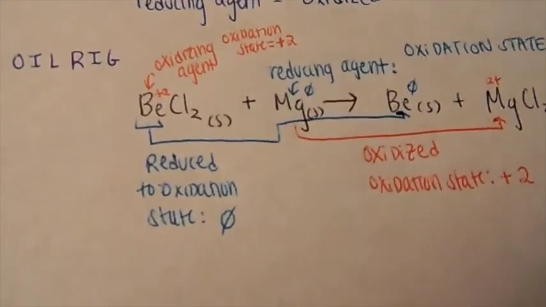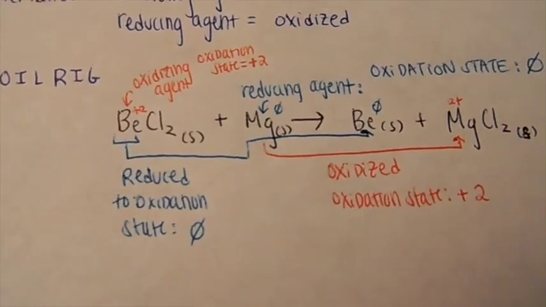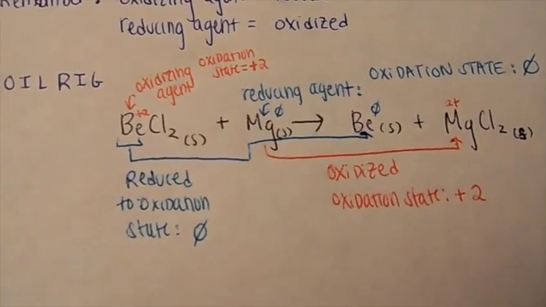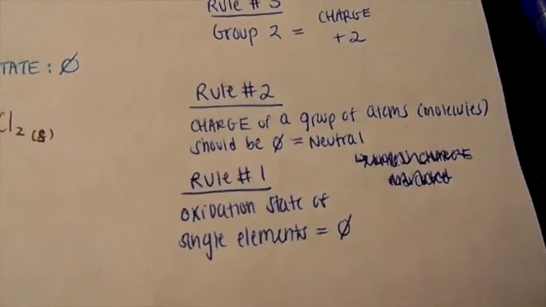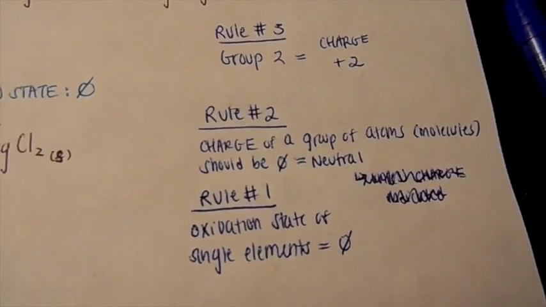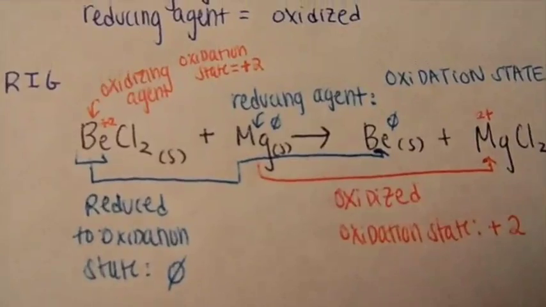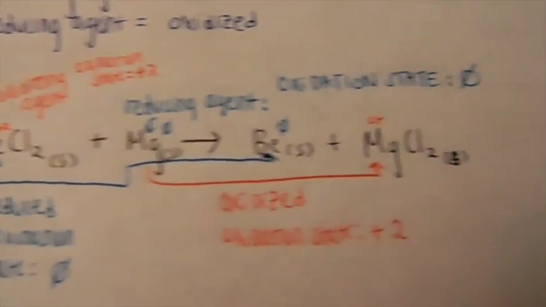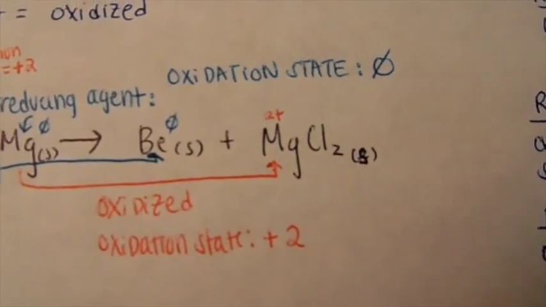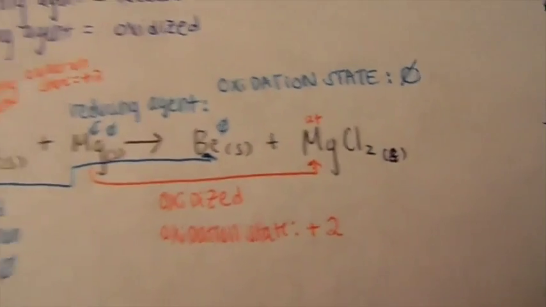So back to the chemical problem, we know that magnesium is the reducing agent, also known as being oxidized. So we know, based on a couple rules learned from a few units before, that rule number 1 is that the oxidation state of a single element is 0. So knowing that, going back to magnesium, we see that its oxidation state is 0, and because it is oxidized, it increases its oxidation state as it goes to magnesium chloride.